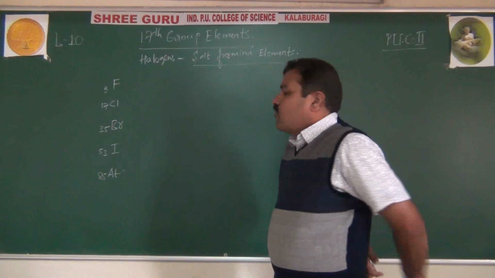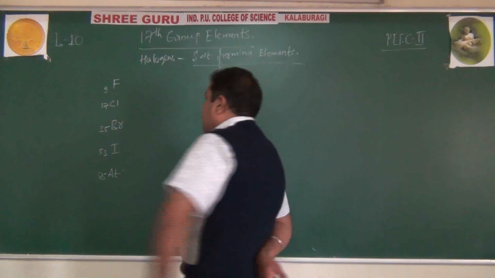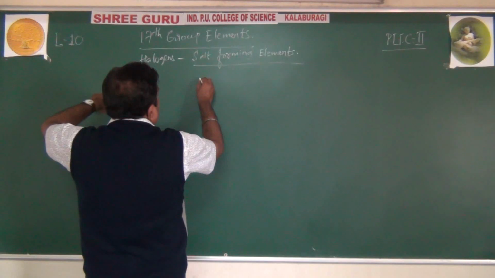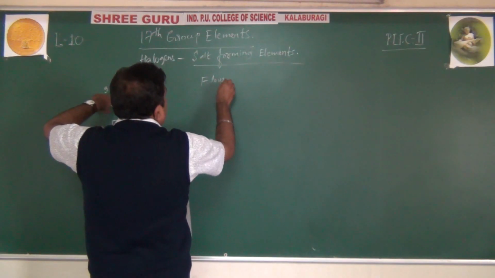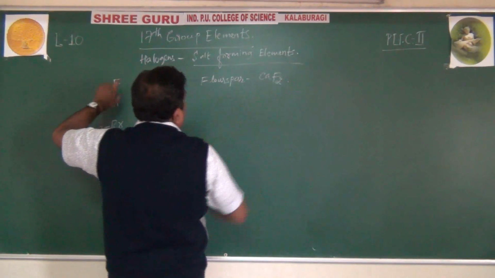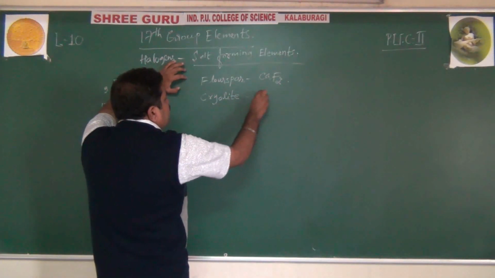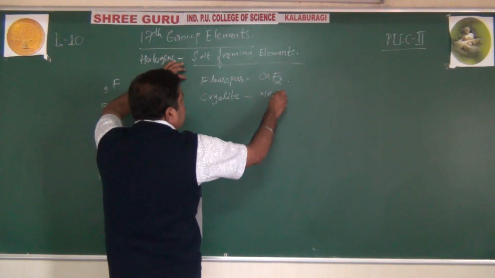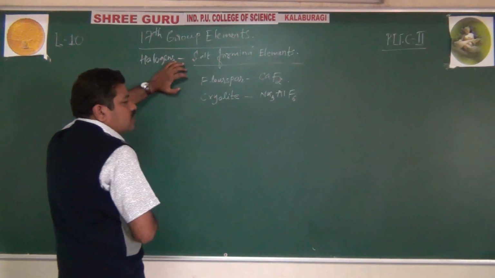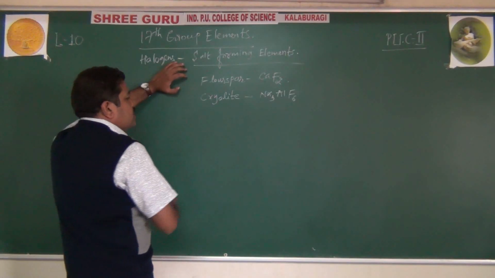Let us see their compounds. First, as usual, the sources. What are the sources of fluorine, bromine, and iodine? Generally, fluorine exists in compound form, that is fluorspar, very important, calcium fluoride, CaF2. Then cryolite, Na3AlF6, an ore of aluminium which does not contain oxygen, a combination of AlF3 and NaF.